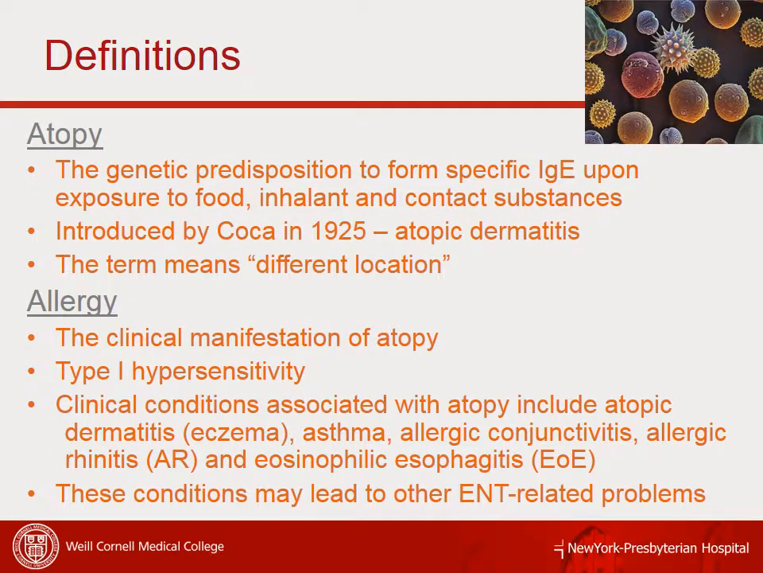Now, in this slide, this is a very important definition between atopy and allergy because many people use these conditions and these terms synonymously, but they're actually very different. Atopy reflects the genetic predisposition to form IgE when you're exposed to different things, such as foods, inhalants, or if something contacts the skin. This was actually first described in the dermatitis literature, and it means a different location or absence of location because you could have an exposure in one area of your body, and then you can have a reaction in a different area of the body.